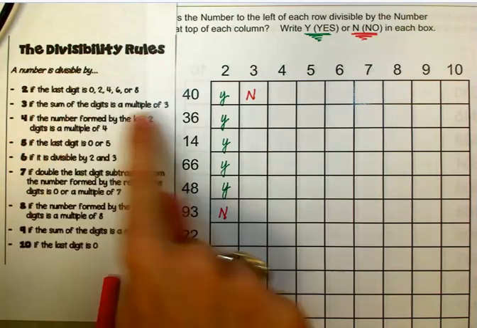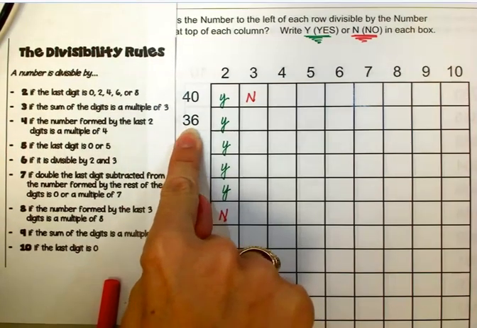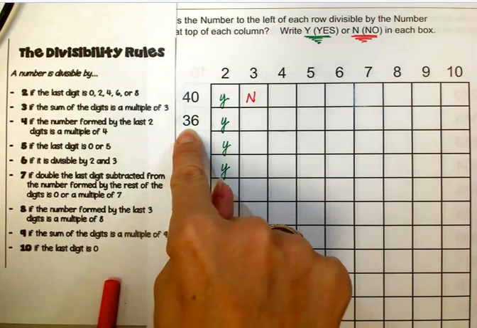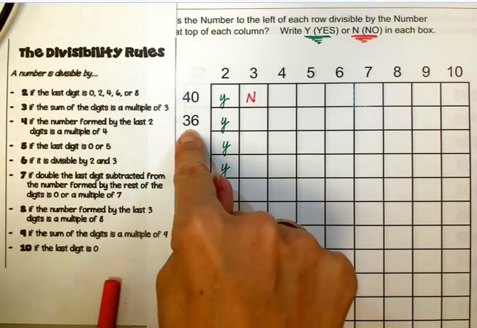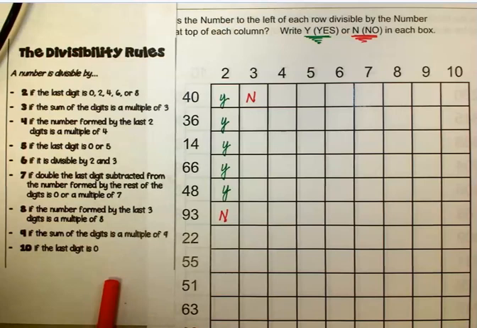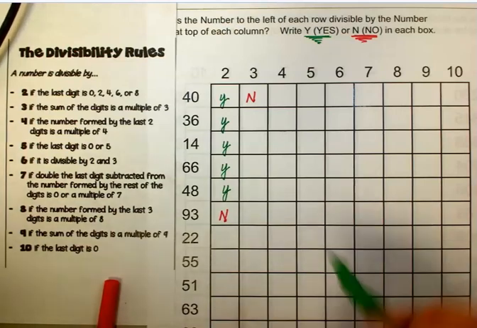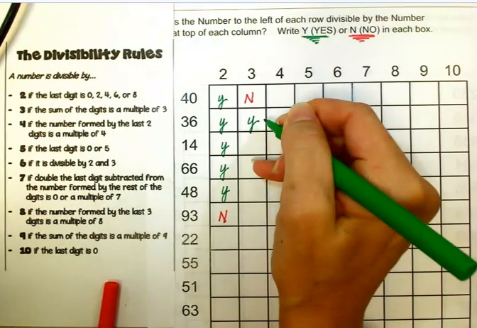All right. 36. Is the sum of the digits a multiple of 3? Add the digits. 3 plus 6, that's 9. Is 9 a multiple of 3? Yes, it is. So is 36 divisible by 3? Yes, it is.